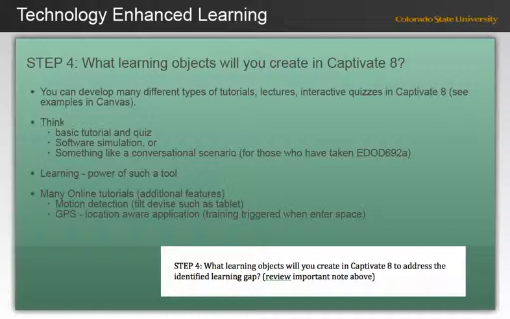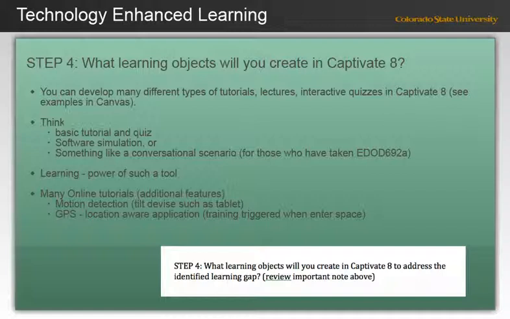I've provided some examples in Canvas that you can look at to get you thinking. If you're just new to Captivate, you can think about a basic tutorial and then a quiz. You could think about doing a software simulation to demonstrate how to do something, for example, in Excel or within an application that you use at work. Or you can do something like a conversational scenario.